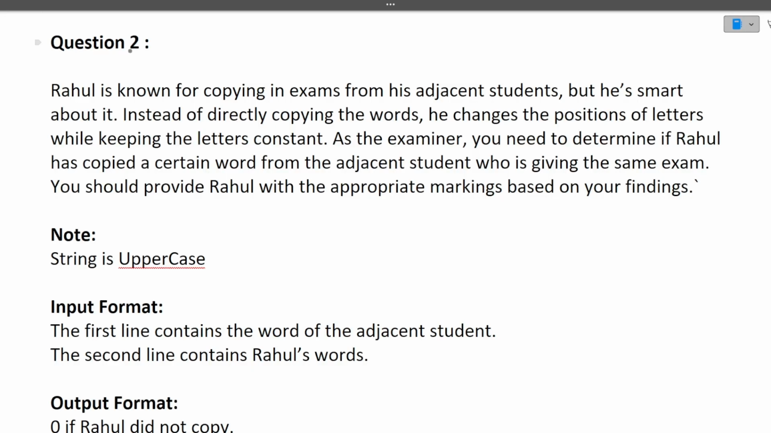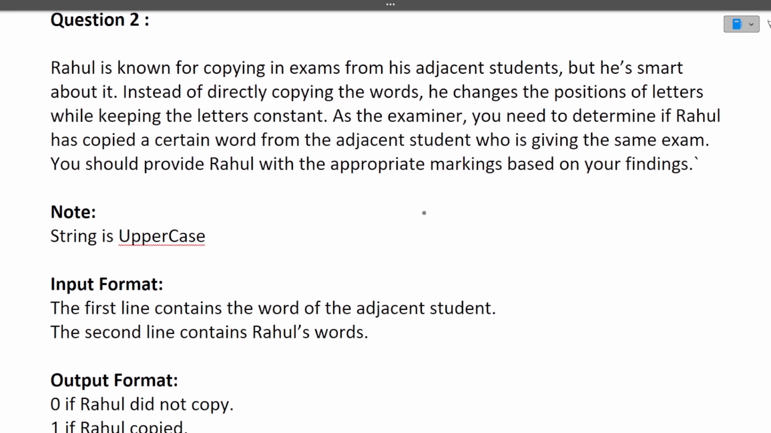Okay, so guys, now question 2 is: Rahul is known for copying in exams from his adjacent students, but he is smart about it. Instead of directly copying the words, he changes the position of the letters while keeping the letters constant. As the examiner, you need to determine if Rahul has copied a certain word from the adjacent student who is giving the same exam. You should provide Rahul with the appropriate marking based on your findings. I know the question is a bit long and most of it is not clear.